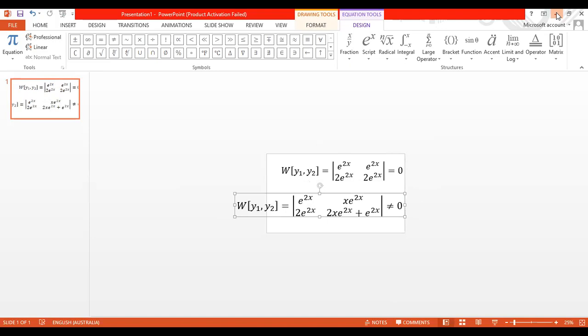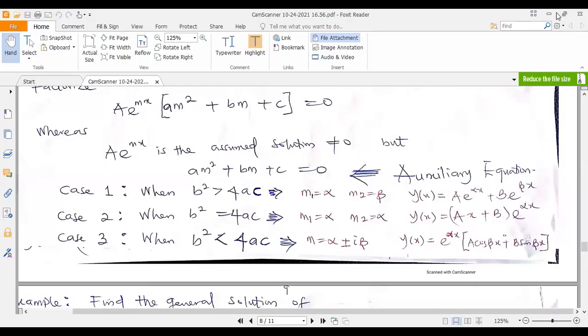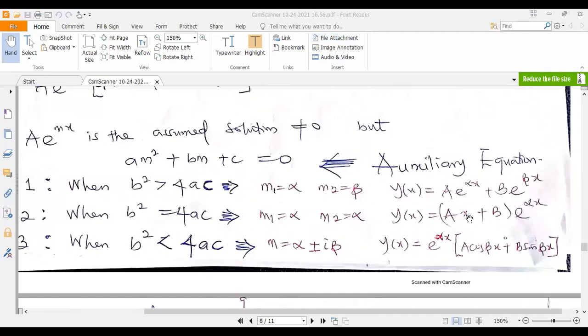So let's go back to what we were doing. We are back. Can you see my screen now? Yes. So in this case, you can see that you need to multiply one of the solutions by x, so that you can get a linearly independent solution. So let's proceed again.